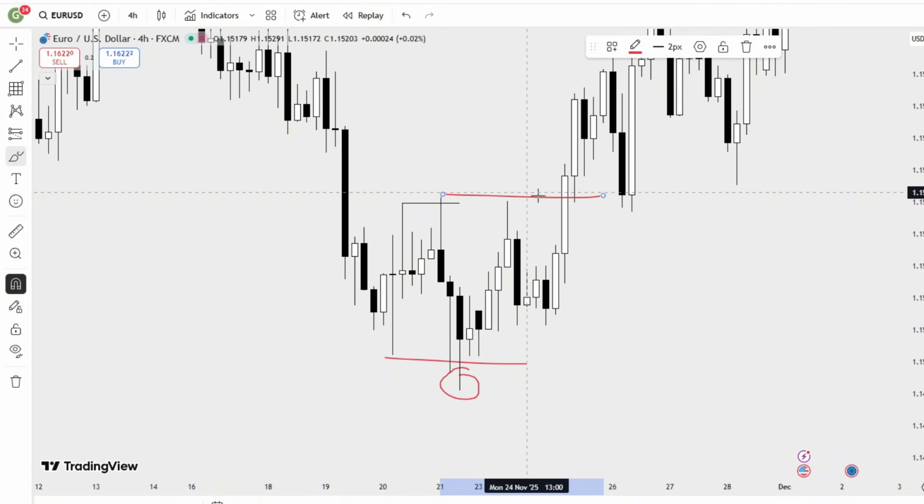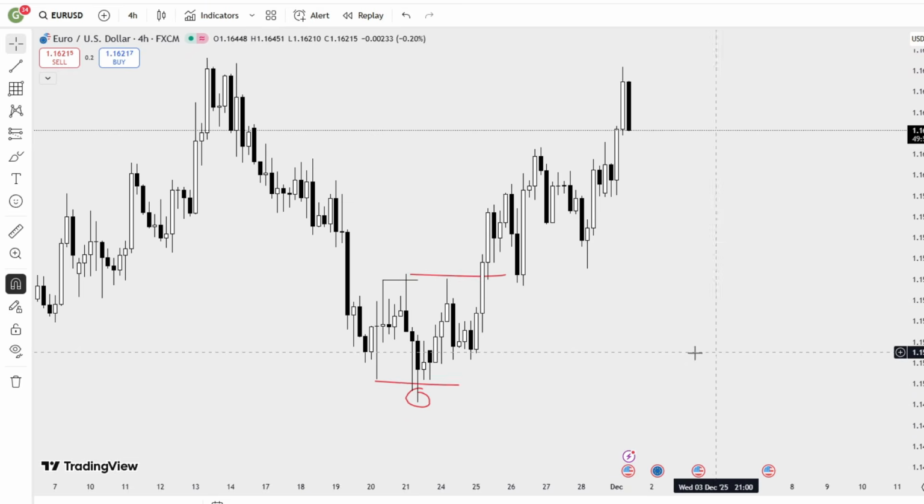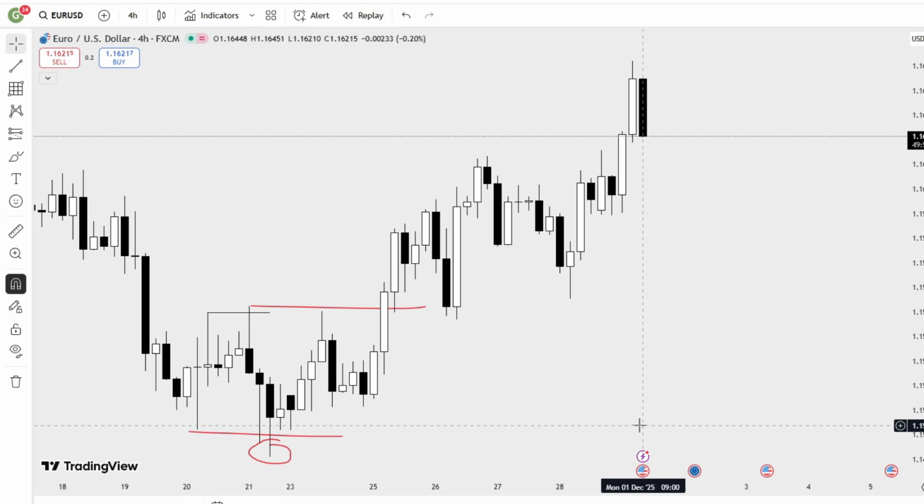We need to break a valid low to validate the order flow beginning to turn bearish. Sorry guys, I have a little headphone problem here, but it's solved now.